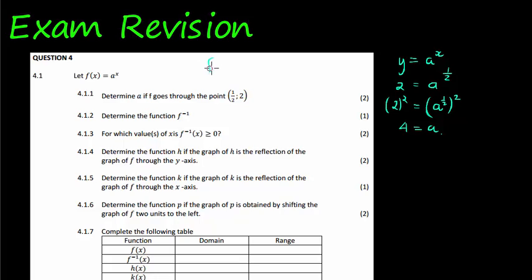So here's our function: f of x is 4 to the power of x. That's our original function. Now they ask us to determine the inverse function. The inverse is just flipping the x and y around and then solving for y. I'm going to keep it as a in case someone got the a wrong. If you got your a wrong, you can still get all of the other questions correct.